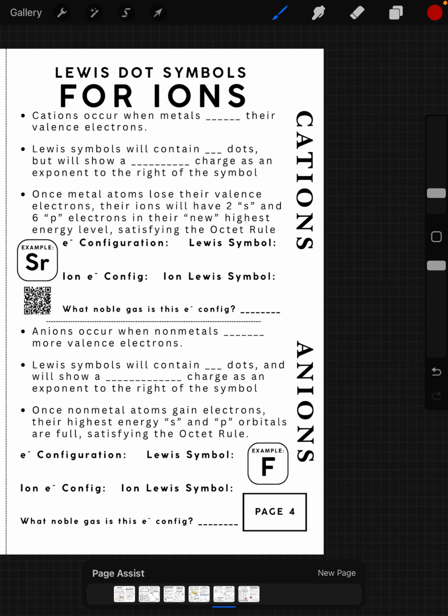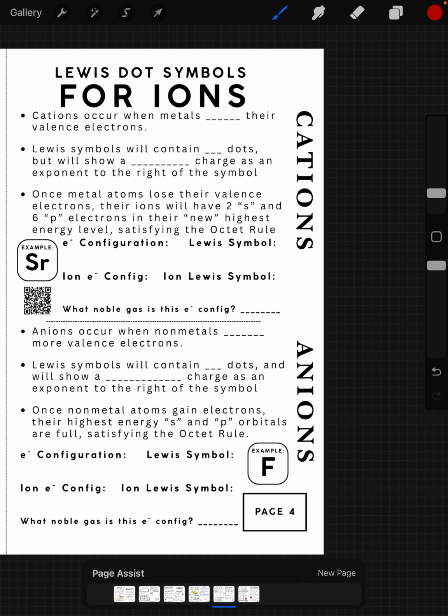This video is about page 4 of the notes packet. And today we're going to be talking about Lewis dot symbols for ions. Okay, so if you recall from a couple months ago, we learned about cations versus anions. So a cation is a positively charged ion, and an anion is a negatively charged ion.